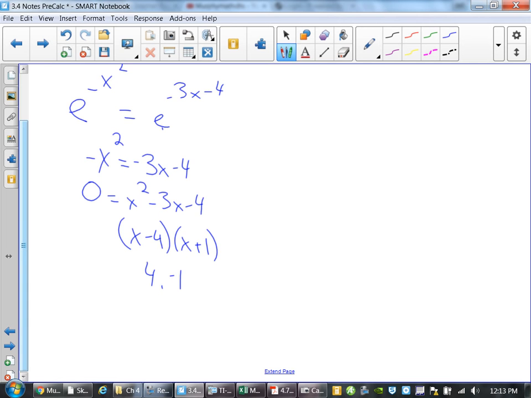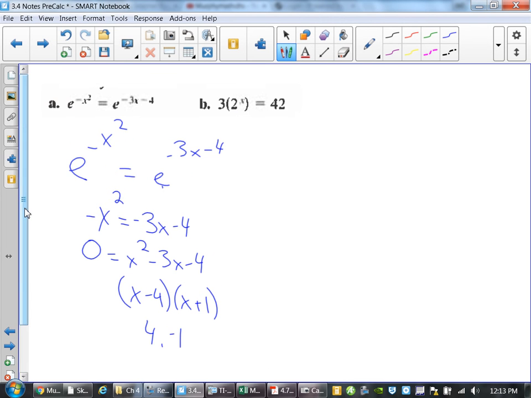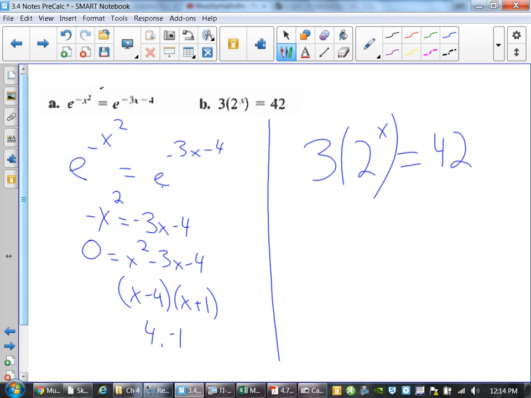That was not fun. What about the other one? We have 3 times 2 to the x equals 42. Divided by 3 first. The reason you have to divide it by 3 first is because before you get to your powers of 2, that's where you're headed, you want to get this to the other side. So once you have 2 to the x equals, what would that be? 14. Can I rewrite 14 as a base 2?